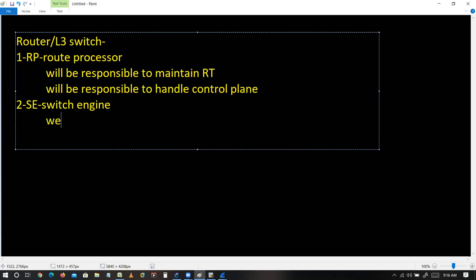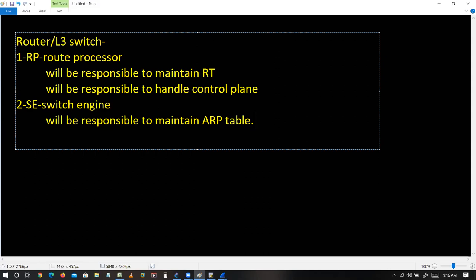The switch engine will be responsible to maintain the ARP table. So we have two things. One is the route processor, one is the switch engine. The switch engine will have your ARP table, and the route processor will have your routing table. This is clear.